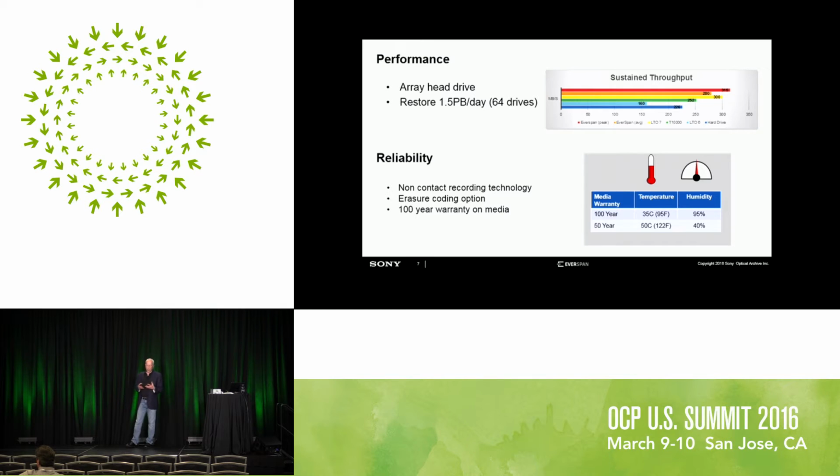So we call this drive an array head drive because we have an array of heads in there, 4 on top, 4 on bottom. Then in our system, on the library system, we have 64 of these drives. And that gives us a restore capacity per day of 1.5 petabyte. The sustained transfer rate for the library is 18 gigabytes per second.